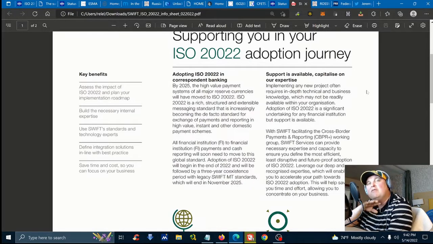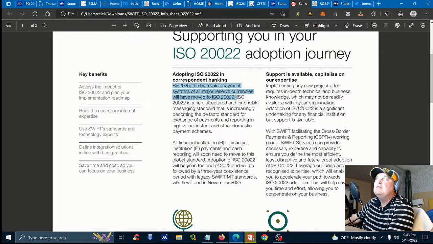Let's see what the time frame is for compliance for the ISO 20022, straight from the Swift website documentation. Adopting ISO 20022 in correspondent banking. By 2025, the high-value payment systems of all major reserve currencies will have moved to ISO 20022. That's the end date. By 2025, it's done.